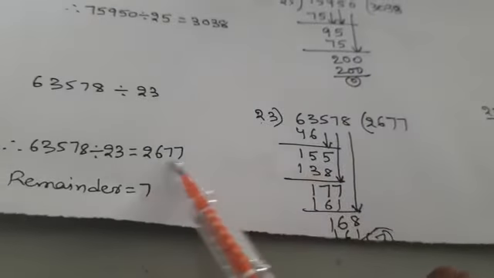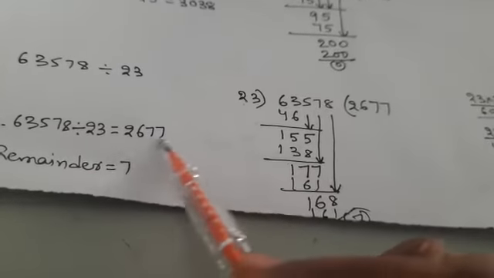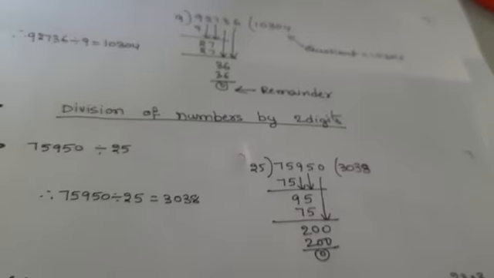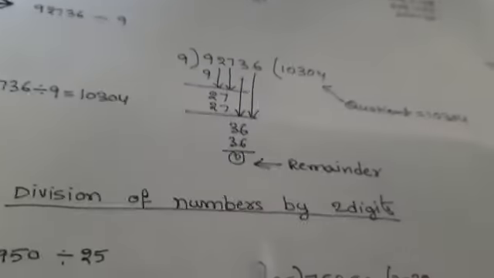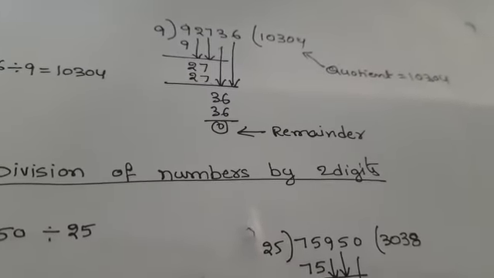So this 7 is the remainder, and this is the quotient. That is the answer. Like this you have to do the divisions, children. Some of the students made mistakes. You correct your mistakes, children.